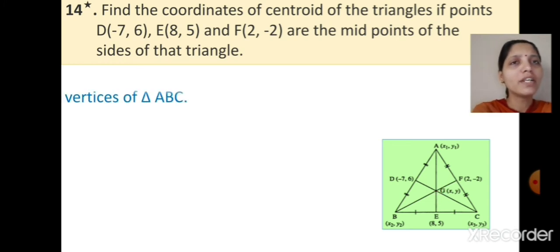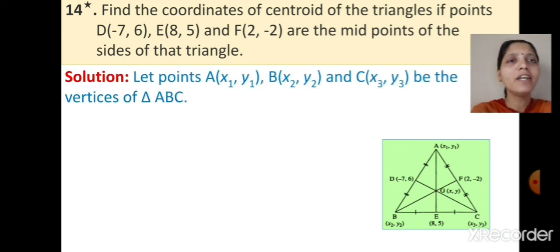Okay, so let's write down here the solution. Let point A has coordinates x1, y1, B has coordinates x2, y2 and C has coordinates x3, y3 be the vertices of triangle ABC.